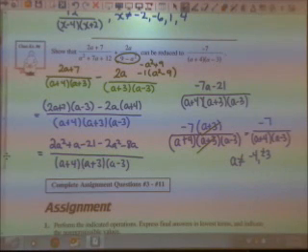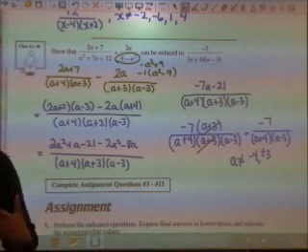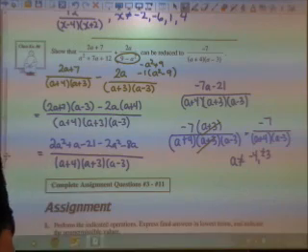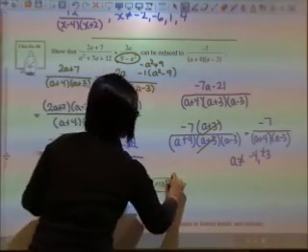Okay, so our non-permissible values are: a can't equal positive and negative 3 and negative 4. So even though the question doesn't ask for the non-permissible values, we need to keep in the habit of always trying to include them because they are a part of the solution.